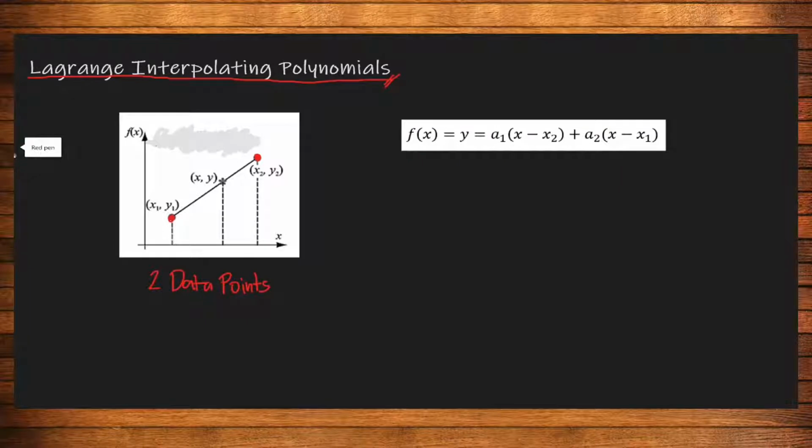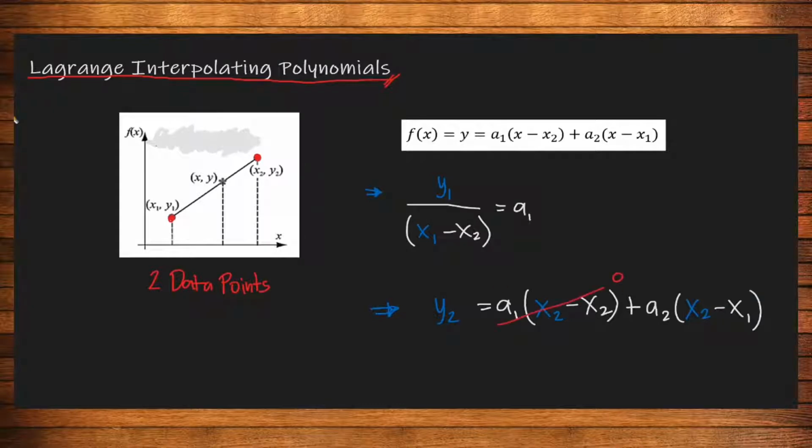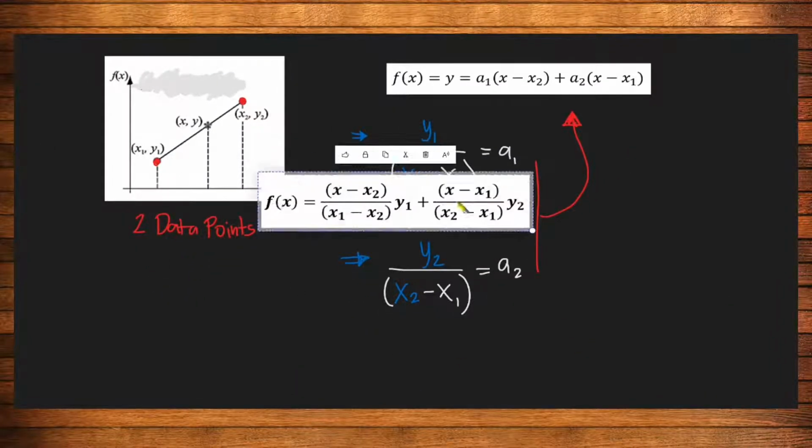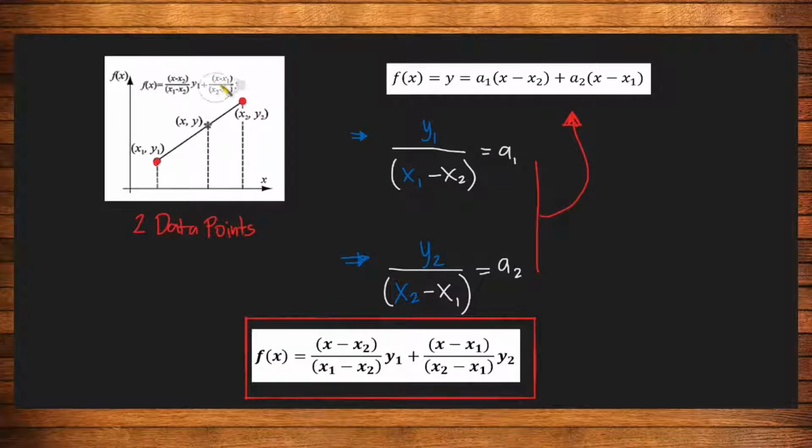Now if we substitute the 2 points, x sub 1, y sub 1, and x sub 2, y sub 2 into our polynomial here, we can actually obtain the value of our coefficients. So, ito na ngayon yung value ng coefficients natin. And now, if we substitute back the coefficients a sub 1 and a sub 2 into our first order Lagrange polynomial, we will now have a polynomial of this form. Okay? So, this equation is referred to as the linear Lagrange interpolating polynomial.